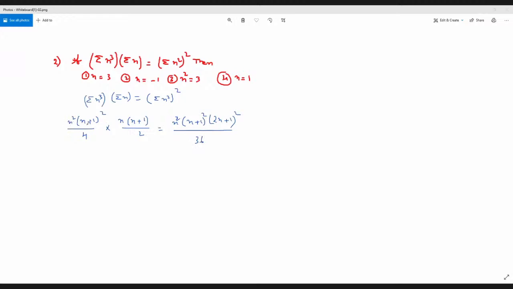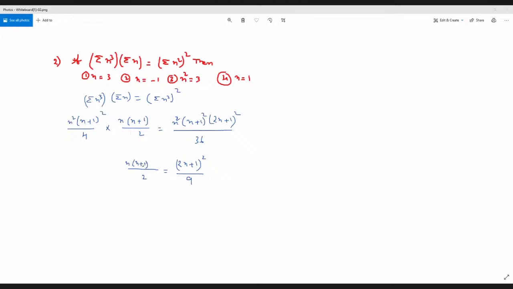So n square into n plus 1 whole square is removed on both sides. 4 nines are 36, so remaining n into n plus 1 by 2 is equal to 2n plus 1 whole square divided by 9. Then verify if n is equal to 1 satisfies or not, 2 satisfies or not, or minus 1. Here three options are given. It is only n square. So first n is equal to 1.